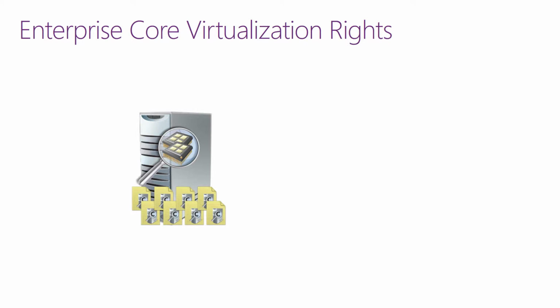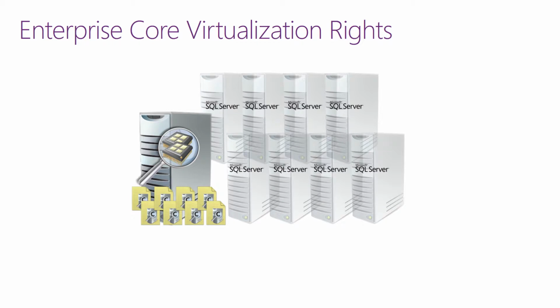Having done that, what rights do I actually get? Well, the rights you get are to run 1 virtual machine with SQL Server in it for each license that you've assigned to that server. So here I assign 8 licenses, and you can see 8 virtual machines running there.